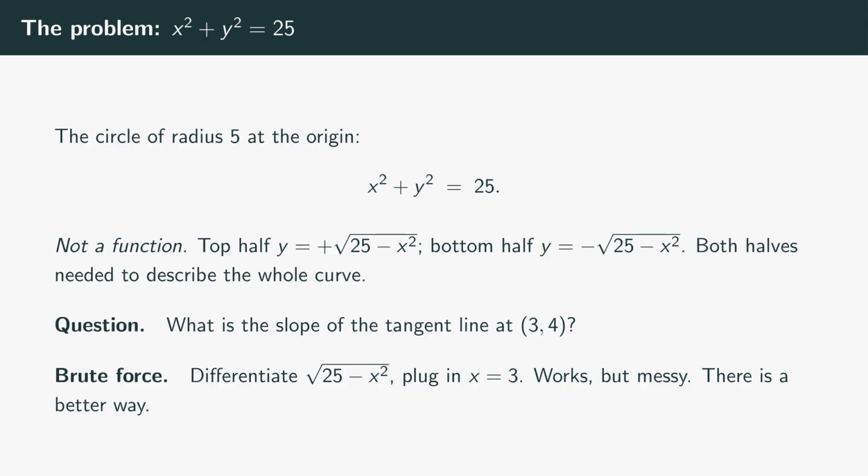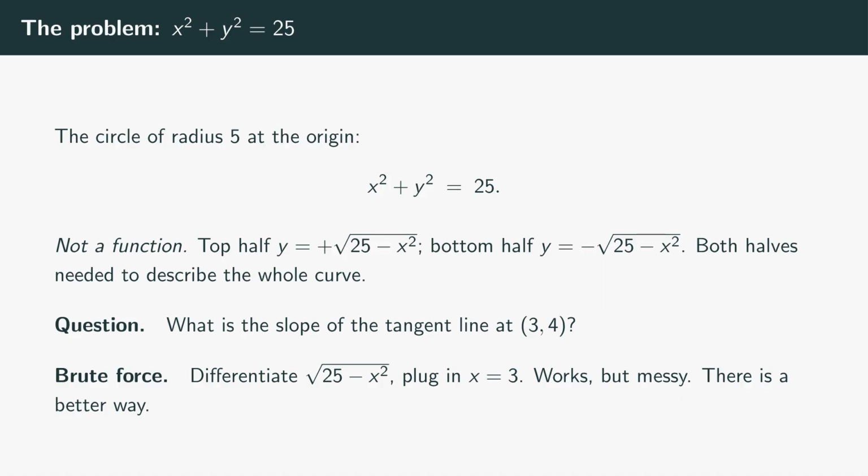Here is the setup. The circle of radius 5, centered at the origin, has equation x squared plus y squared equals 25. This curve is not the graph of a function. A vertical line at, say, x equals 3 meets the circle twice, at the point (3, 4) on top and (3, -4) on the bottom. So when we write y as a function of x, we have to split into two pieces. The top half is y equals positive square root of 25 minus x squared. The bottom half is y equals negative square root of 25 minus x squared. To talk about the whole circle, we need both.